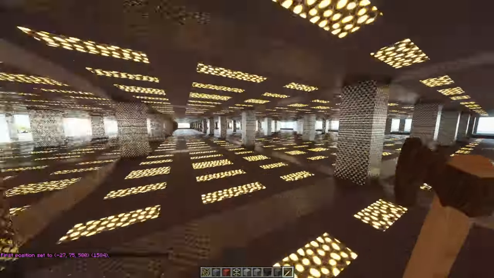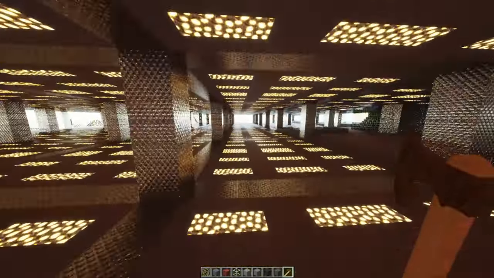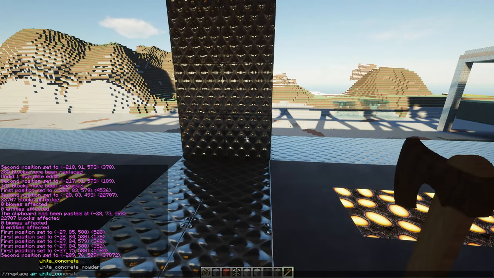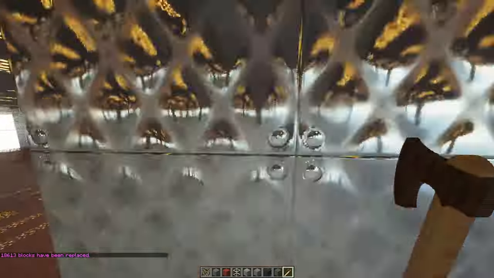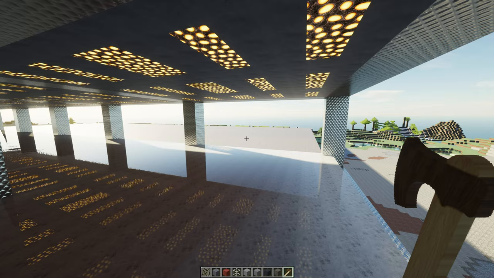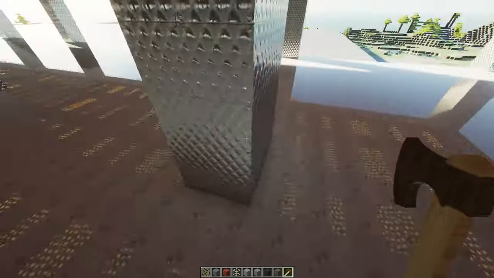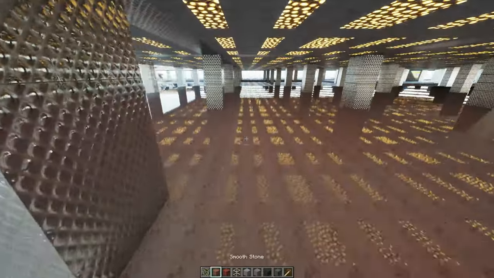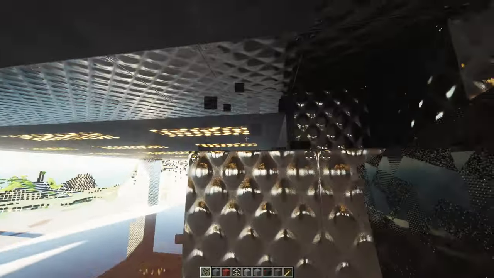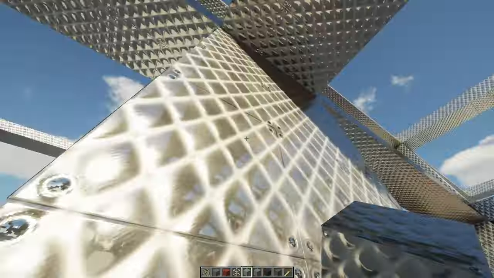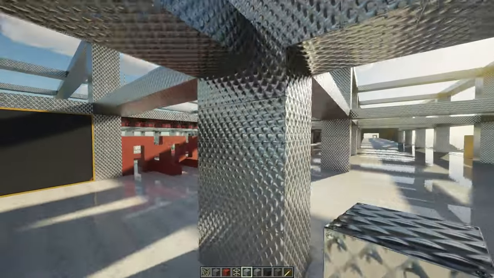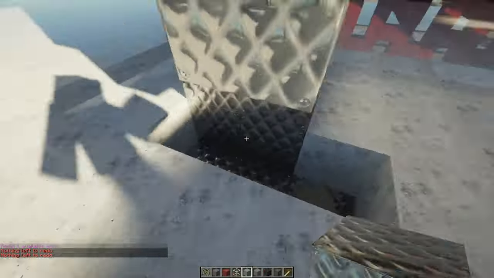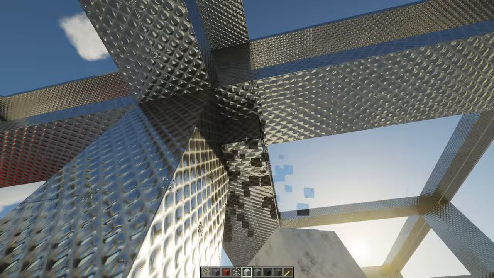We are currently one level down from the departures level. We are at the arrivals level. I am about to put the floor of the arrivals level. I have to fix some previous copy-paste errors. All columns and beams must be 2 blocks wide.